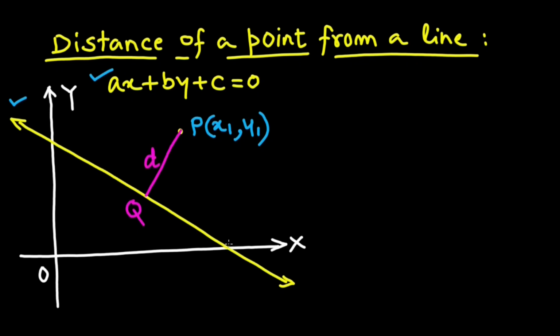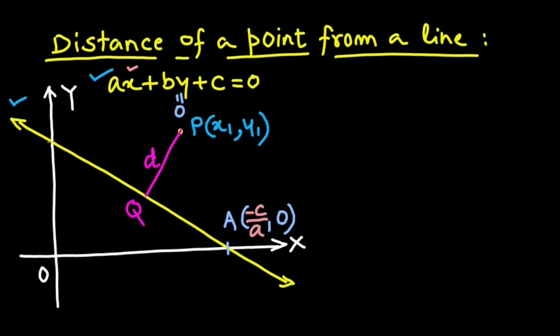The point of intersection of the line with the x-axis be A, whose y coordinate is 0. In order to find its x coordinate, we will substitute y equals 0 in this equation, so that we get ax equals 0. Therefore x will be minus c upon a. So we write the x coordinate of A as minus c upon a.